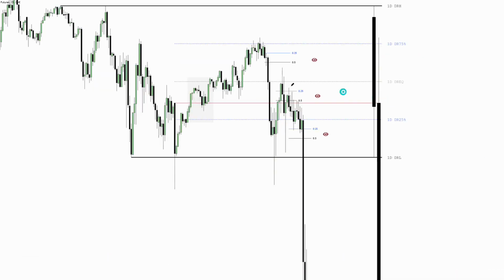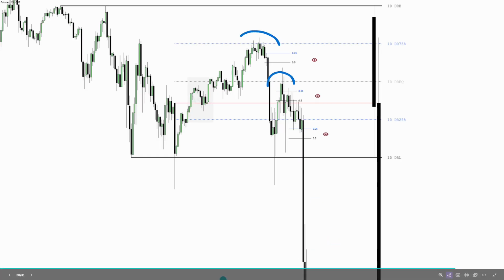And look, candle bodies, equilibrium. All the candle bodies are below equilibrium because this is one reversal in this dealing range. Price move to premium here and reversal in bearish.